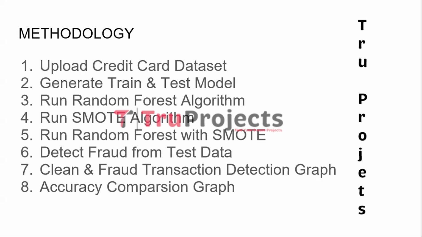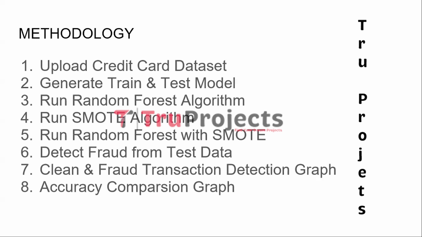And then run random forest with SMOTE. In this module, the random forest algorithm is trained on the SMOTE resampled training dataset. Random forest creates an ensemble of decision trees and combines their predictions to classify the transactions as normal or fraudulent. By utilizing the SMOTE balanced data, the random forest model can effectively learn from both the majority and minority classes, leading to improved fraud detection accuracy.